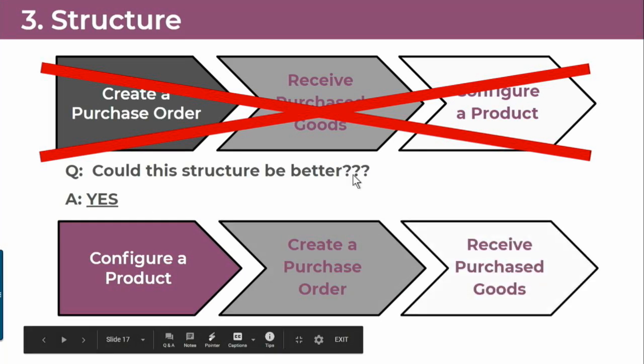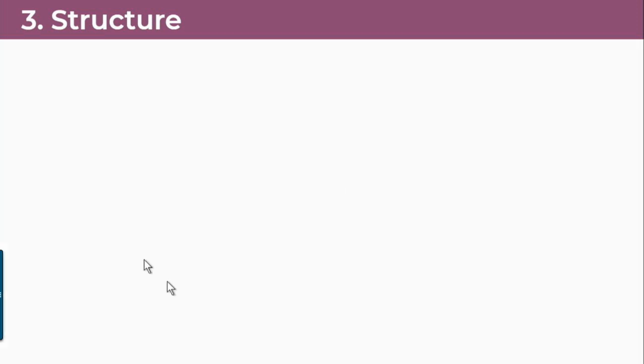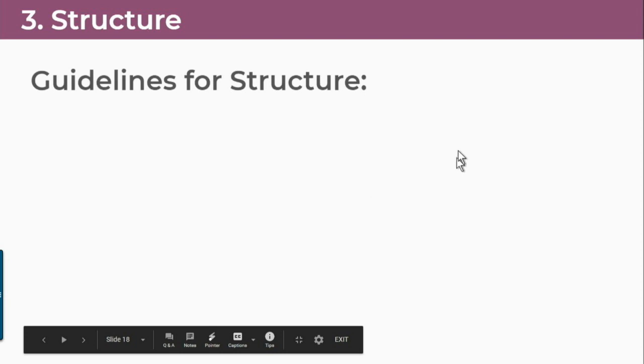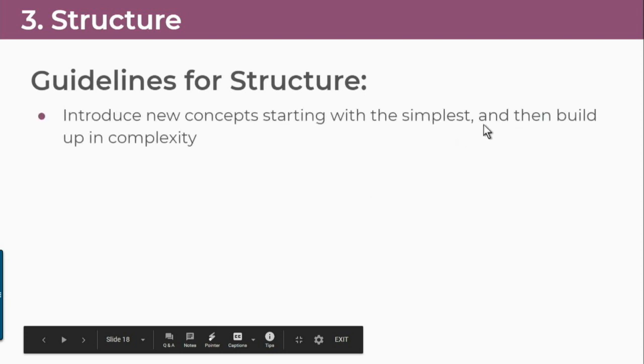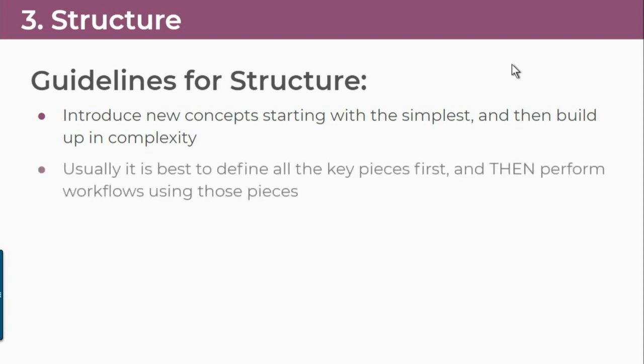So this is just an example. There's so many things like that in Odoo because it's all about workflows. It's all about how things connect to each other. And so general guidelines when it comes to structure, try to introduce new concepts, brand new concepts for the customer, starting with the simplest thing and then build up in complexity. You don't want to start with the crazy complicated thing and then, out of order, start talking about simpler things. Take them through the journey that way if you can.